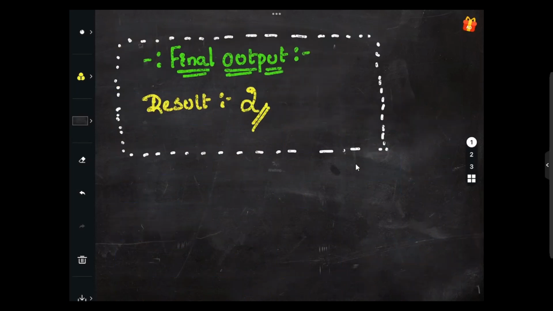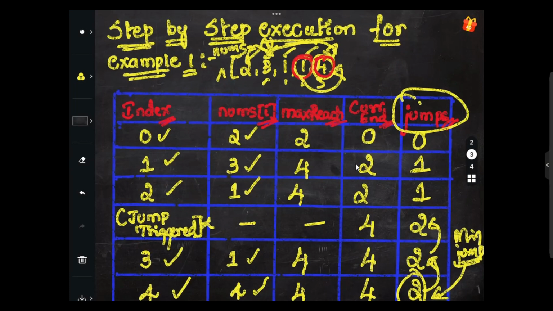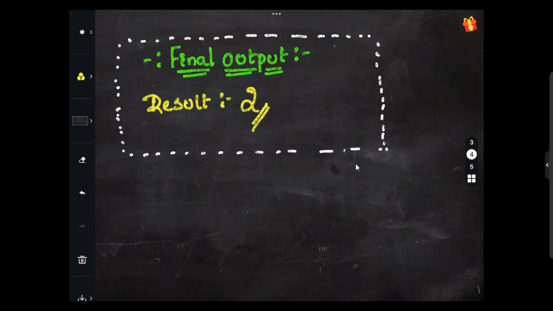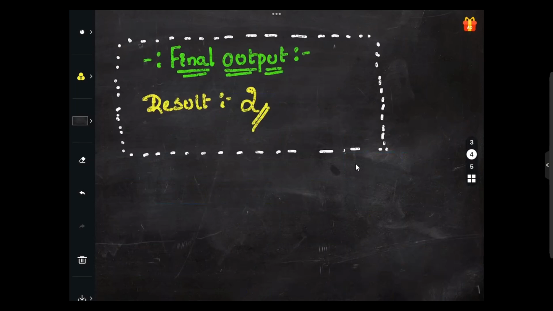So the output that we got here is 2, and the output they have mentioned in the question for example 1 is also 2. So the approach works absolutely correct in this case. So this is the approach that we will be going with, mainly the greedy approach, right? I hope the approach is completely clear.